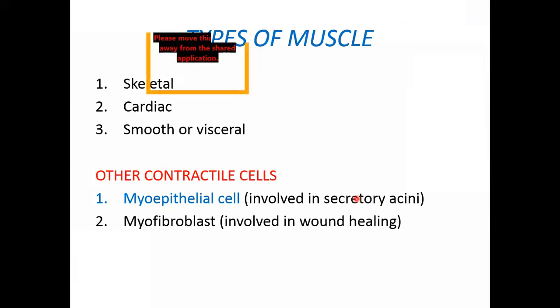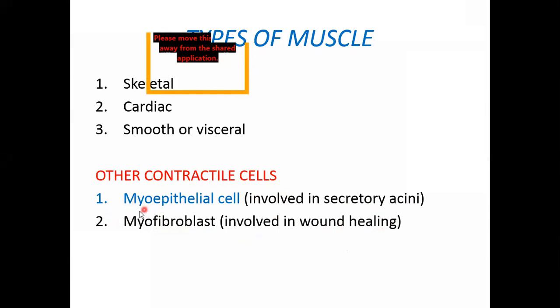If you have the parotid gland, the submandibular gland, or the sublingual gland, these glands have secretory acini, with either serous secretion or mucus secretion. Now there will be a cell called the myoepithelial cell present along with it, and it helps in contraction, to bring the secretion outside. Another one is called the myofibroblast. It is related to wound healing. So these are the other contractile cells.